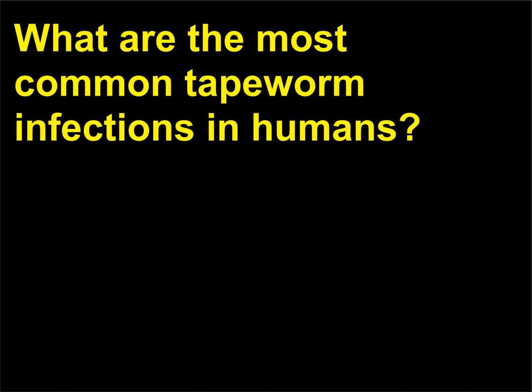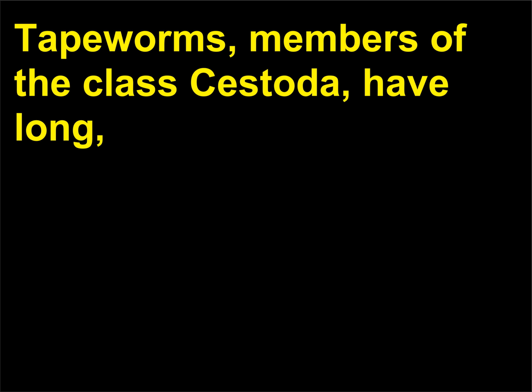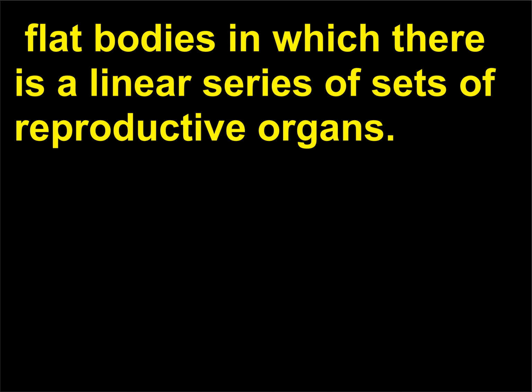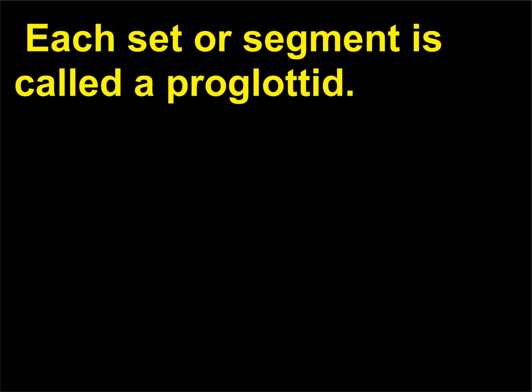What are the most common tapeworm infections in humans? Tapeworms, members of the class Cestida, have long, flat bodies in which there is a linear series of sets of reproductive organs. Each set or segment is called a proglottid.